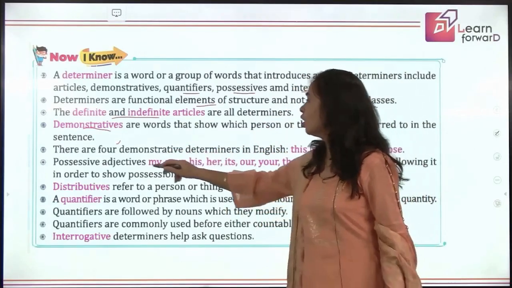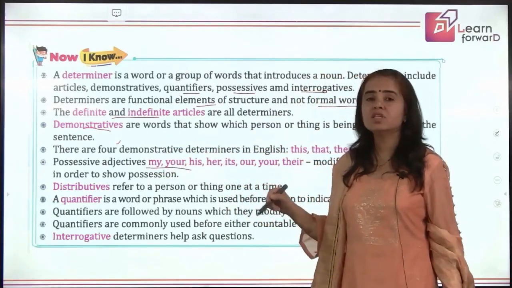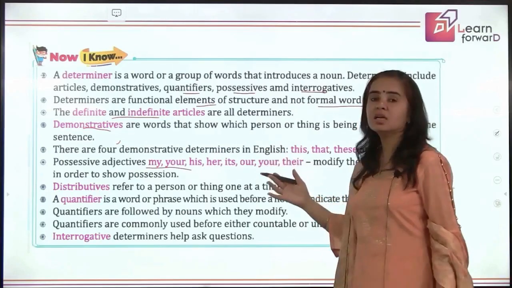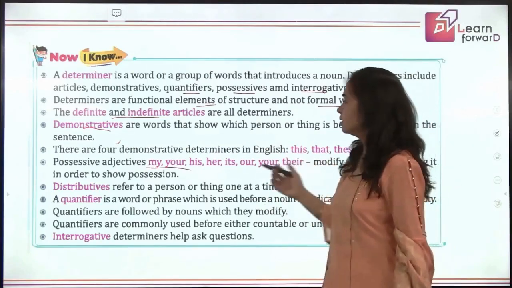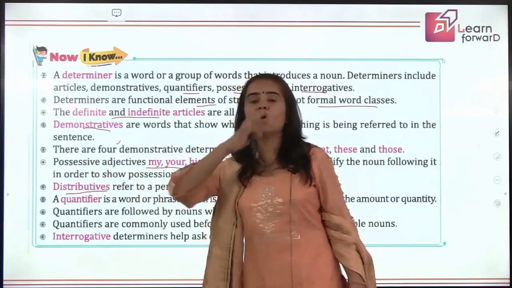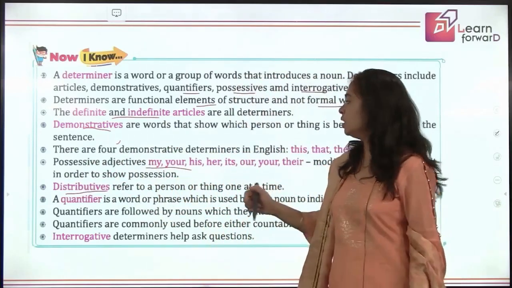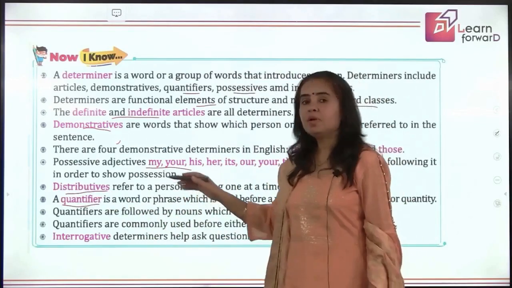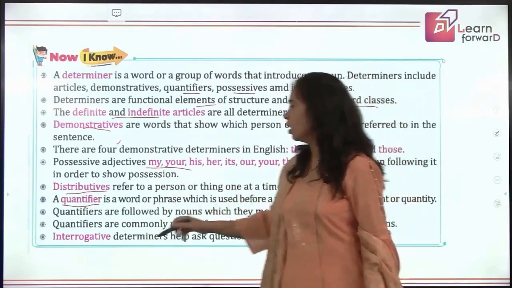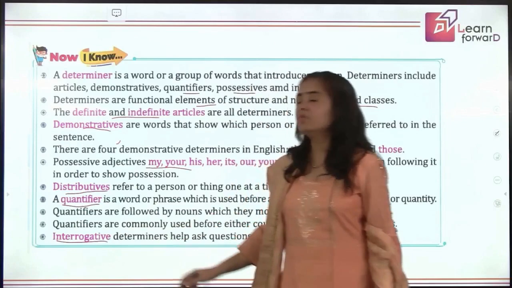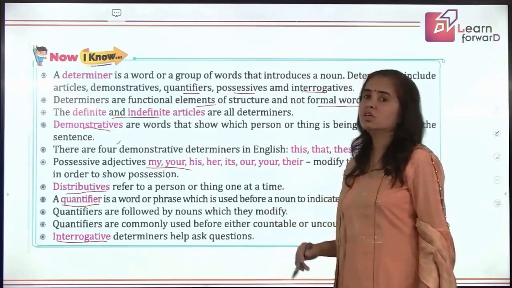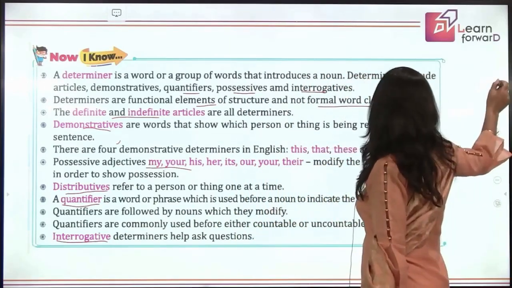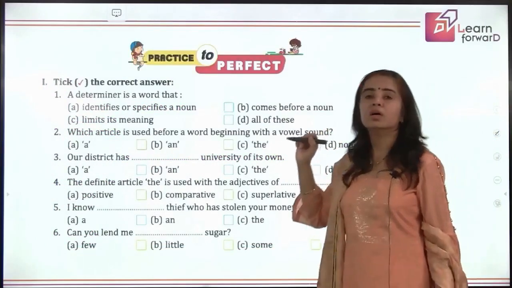Then we talked about possessive adjectives, my, your, his, her, its, our, their, like this. Then distributives, we refer to all, still we go individually. And then quantifiers tell you about the quantity. They may be for countable, they may be for uncountable. And then interrogative determiners, they are the question words followed by nouns. So this was all we learnt about determiners.